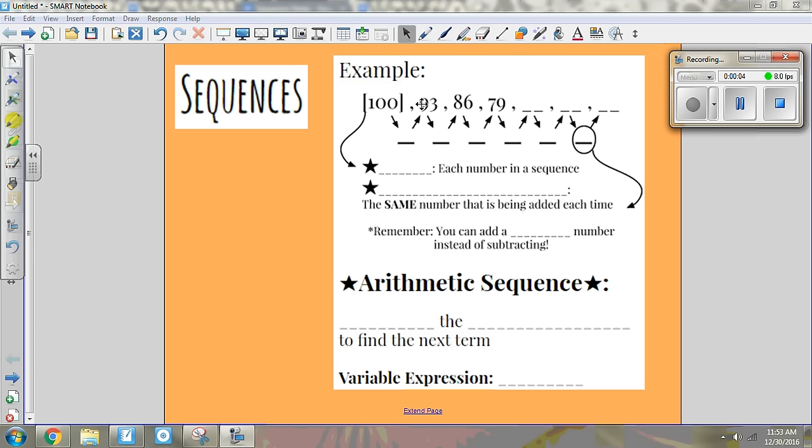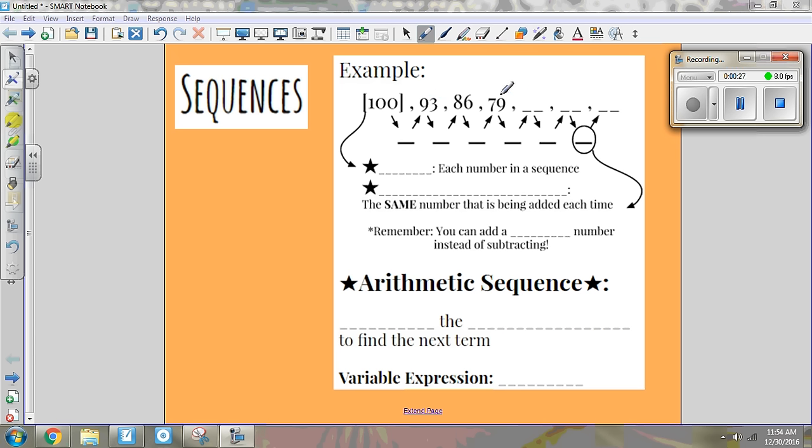Alright, so today we're going to be talking about sequences, which is really just a fancy way of saying that we're looking for patterns in lists of numbers. Each sequence is going to be a list of different numbers, and I have an example here that starts out with 100. So in this sequence, we start out with 100, then we move to 93, then 86, then 79, and then there's some more numbers that come after that, but we don't know what they are just yet.